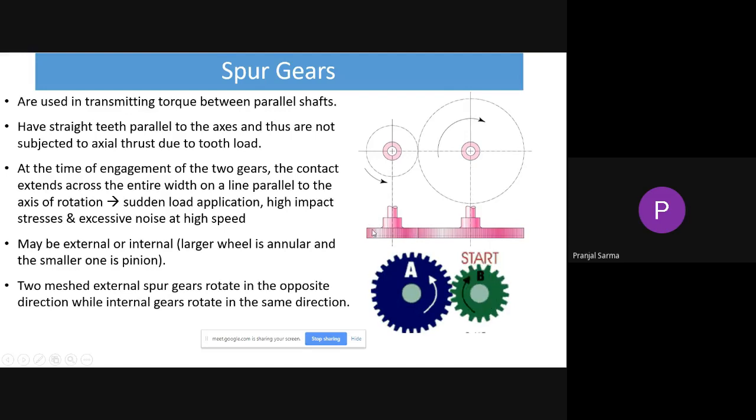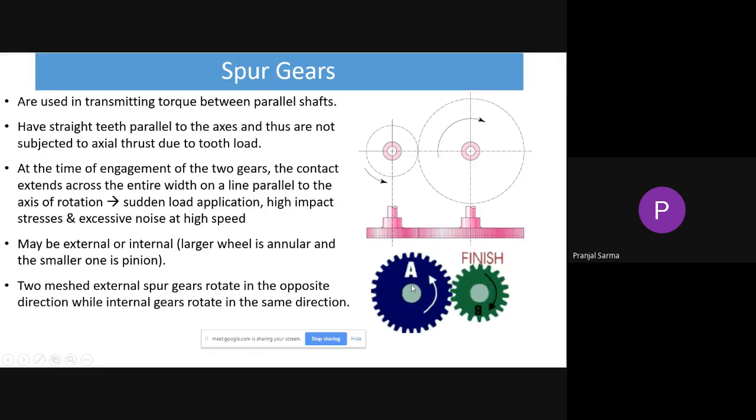And now the teeth of the spur gears are always straight and parallel. That means they are cut like this way, this way, this way, and like that. The teeth are parallel to the axis. That means they are not inclined like this, but they will be cut like this. If you consider this as 3D, with the thickness, then they are cut that way. So they are having straight teeth parallel to the axis, and because of this they are not subjected to axial thrust due to tooth load, because they are having straight teeth.